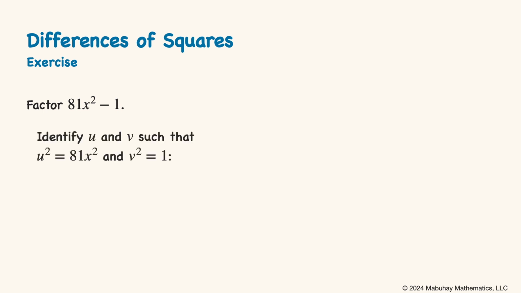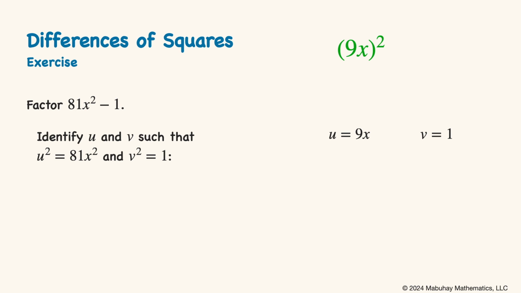So we want u squared and v squared to line up with 81x squared and 1, respectively. Let's take a look at the 81x squared. 81 is 9 squared, so we can sub that out. Now, the 9 and x are both squared, so we can pull the exponent outside. We can see that we're squaring the quantity 9x. For the other term, 1 is equal to 1 squared. These two facts give us u equals 9x and v equals 1.